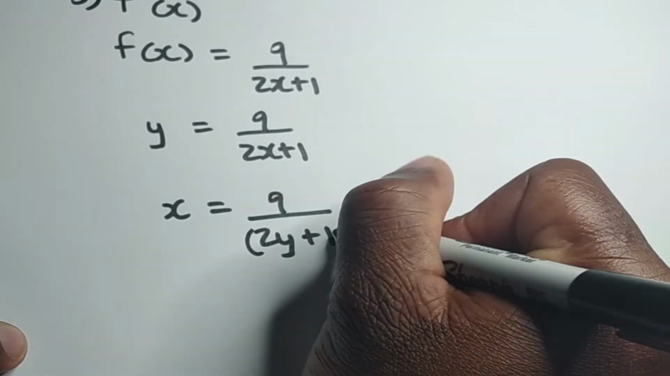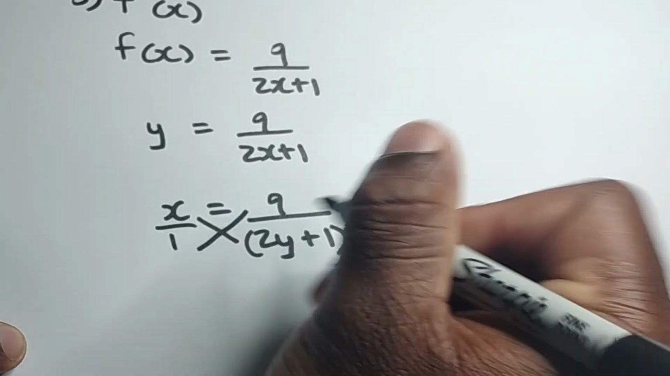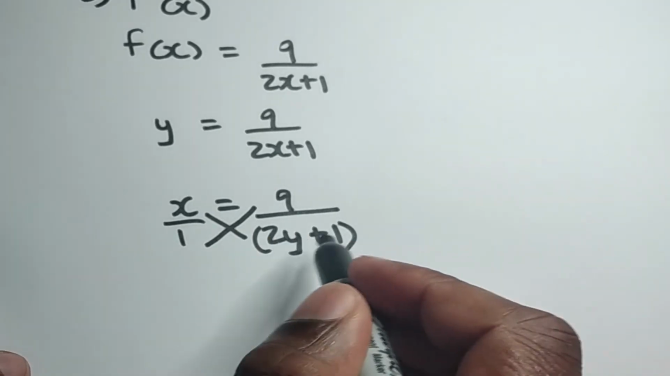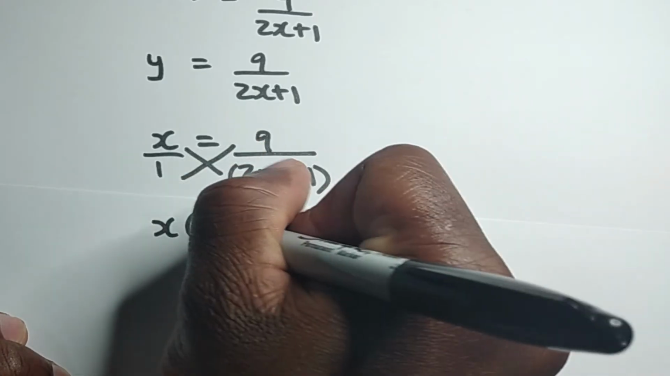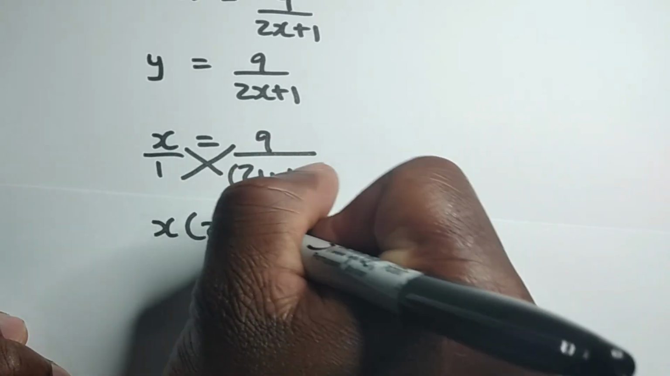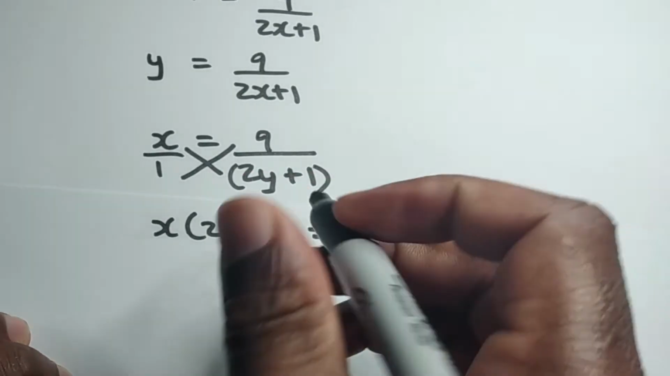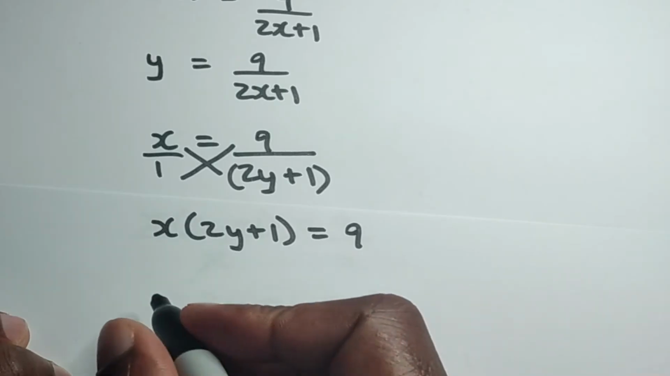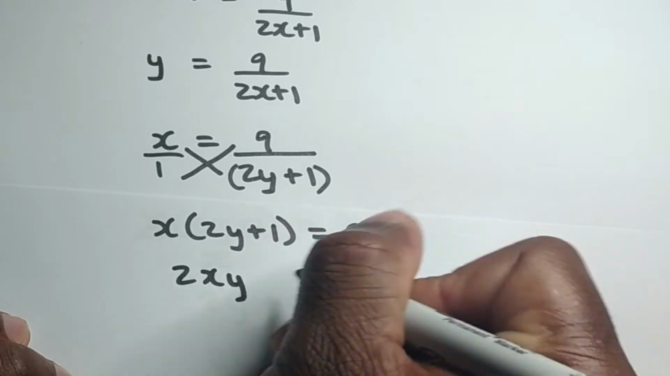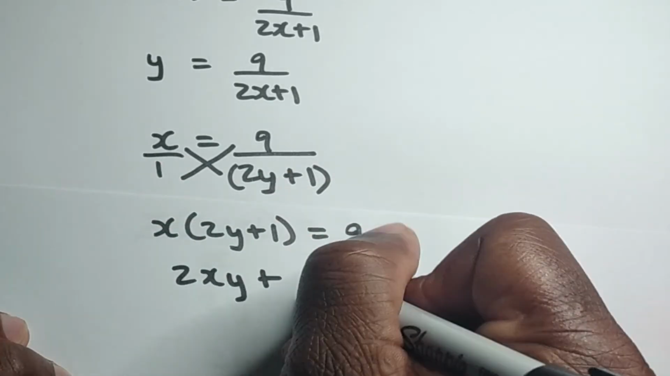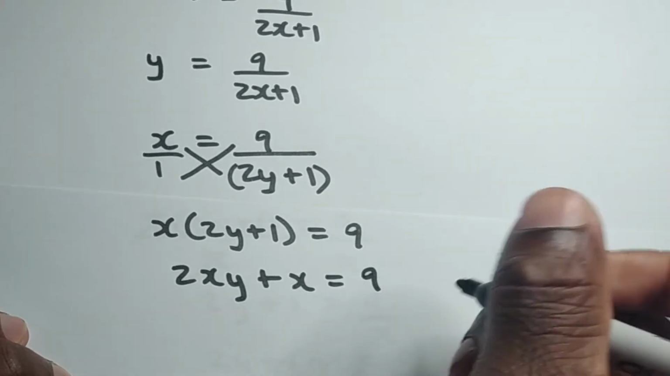I'm going to keep this thing in bracket because I'm going to put the x over 1 and I'm going to cross multiply. So it's always safe to keep this expression in bracket. All right, so if I do that, I'm going to end up with x times the bracket here, which is 2y plus 1, is equal to 9, all right? And what I'm going to do now, I'm going to expand this bracket right here. So x times 2y, I'll get 2xy plus x times 1, that's x. And this is equal to 9, all right?